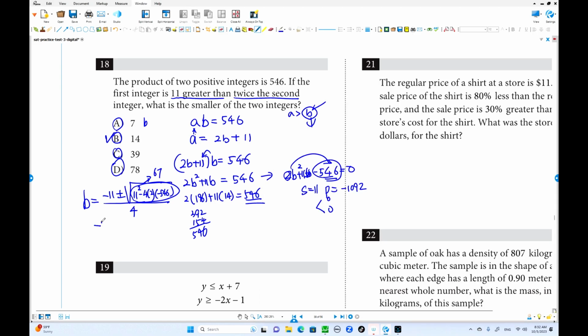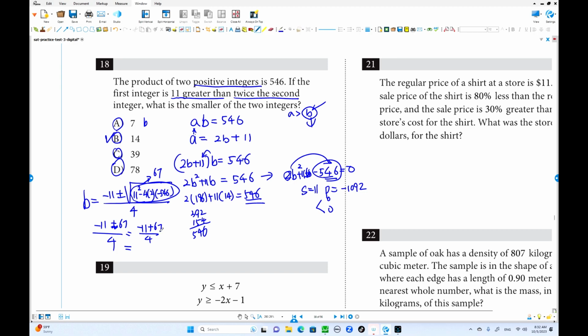So we have two numbers, negative 11 plus or minus 67 over 4. But b must be a positive integer. If this is negative, it's negative, right? Positive only. So we can take this one, and we don't need the other. So negative 11 plus 67 over 4.